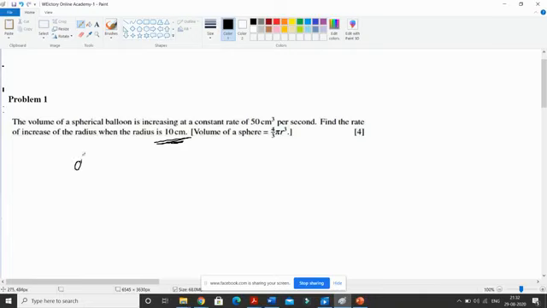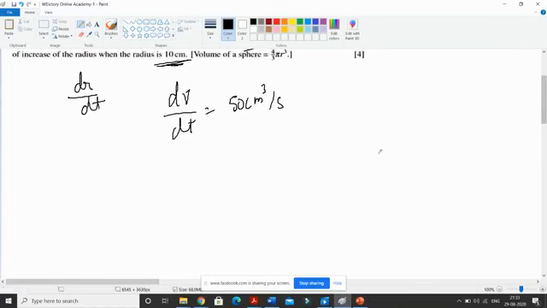So they are asking dr over dt. Okay. What have they given? They have given dv over dt, as you can check from the unit, centimeter cube per second. And they have written that the volume of this spherical balloon is increasing at a constant rate. So dv over dt is given to you, which is 50 centimeter cube per second. Okay. What are they asking? dr over dt.